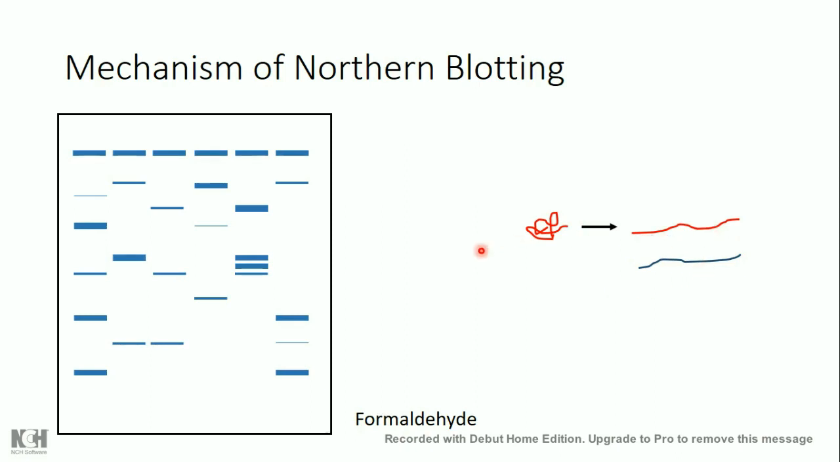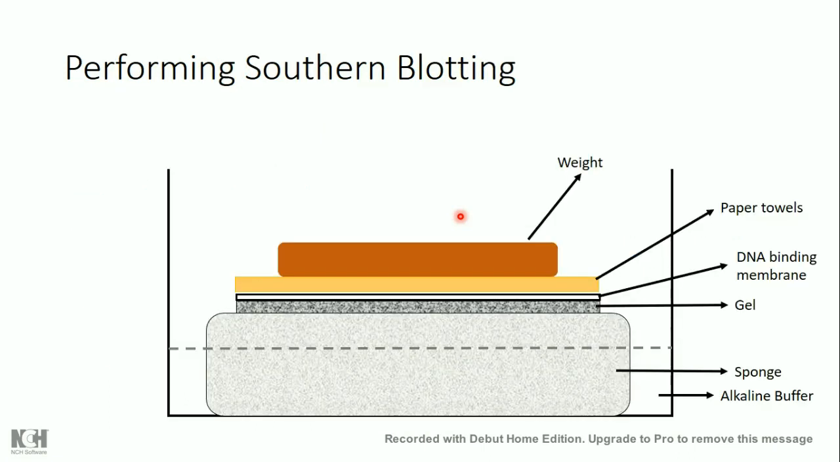Now, similarly to what we saw in southern blotting, let's say this is the sequence of my interest. We should first transfer the RNA sequences from the gel to a membrane, and the process is the same as what we saw in southern blotting. So first we use the chamber, an alkaline buffer, a sponge, the gel, and a membrane. Here we should use an RNA binding membrane, which is the nitrocellulose membrane, paper towels, and weight.